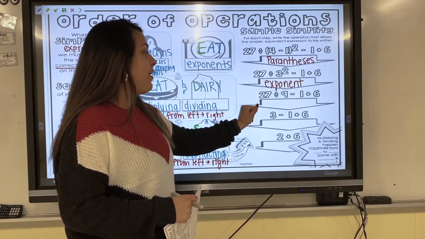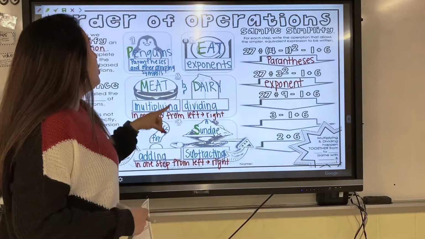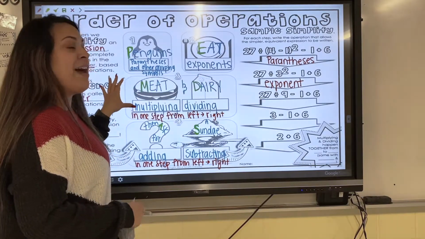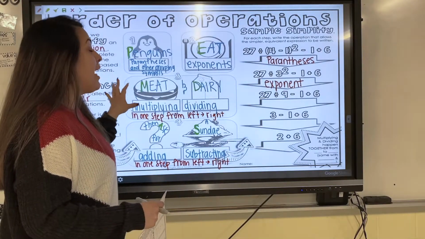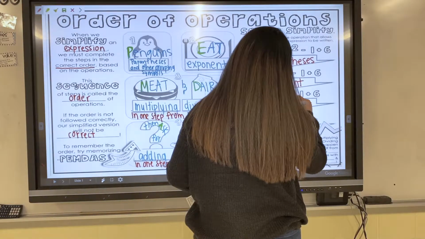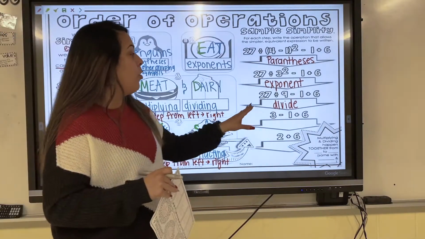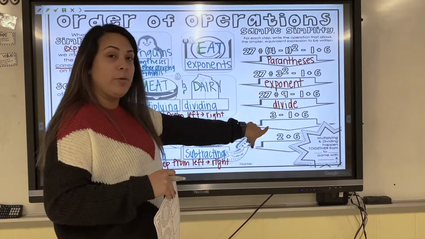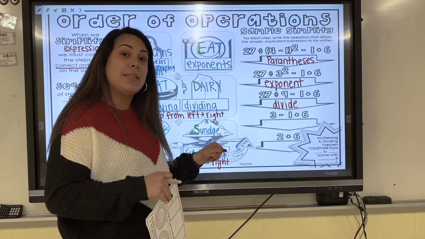So now we have 27 divided by 9 minus 1 plus 6. So I already did the parentheses. I already did the exponents. So now I need to see if I have multiplying or dividing. Do I have multiplying or dividing? I do. I have 27 divided by 9. So I'm going to write divide right here because that's going to be my next step. So once we divide 27 by 9, we get 3, and we replace it right there. So now we have 3 minus 1 plus 6.